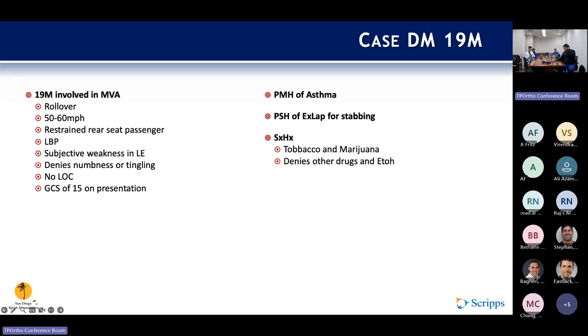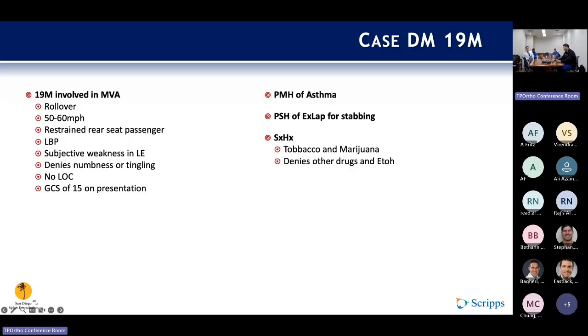And then this was a recent case that Dr. Stefan had in terms of spine trauma that he utilized minimally invasive spine surgery for. This is a 19-year-old male involved in a motor vehicle accident. He was in a rollover, 50 to 60 miles an hour, restrained rear seat passenger, and complained of low back pain, subjective weakness in lower extremities, and had no numbness or tingling, no loss of consciousness, and initially presented with a GCS of 15.